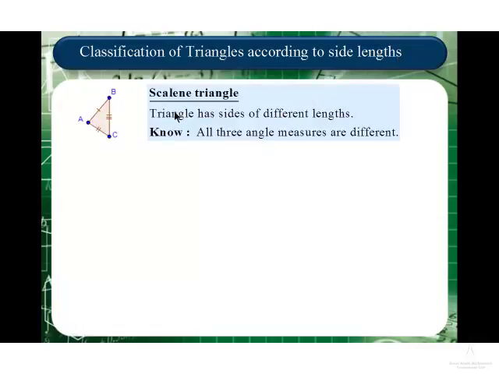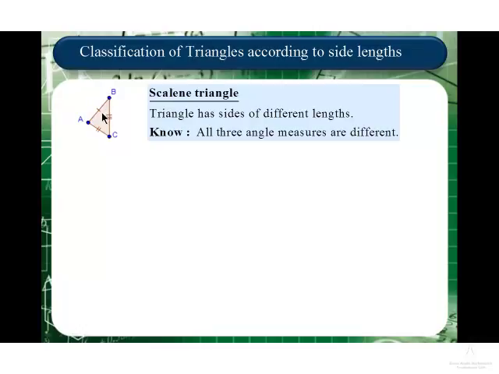An important method of classification of triangles is according to its side lengths. In the first case, we will consider the class of scalene triangles. A scalene triangle is a triangle which has sides of different lengths. And correspondingly, you should know that in such a case all three angle measures are different.